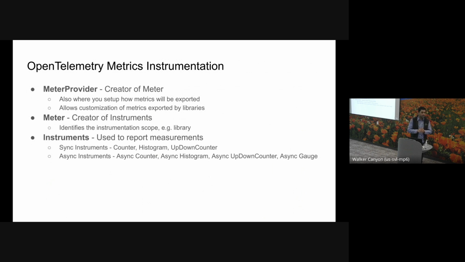Instruments can be synchronous or asynchronous. With asynchronous, as the name suggests, you register a callback with OpenTelemetry, and OpenTelemetry asks you for the current state of the system, as opposed to synchronous, where whenever events happen, you tell OpenTelemetry as those events happen. It's analogous to MVC.